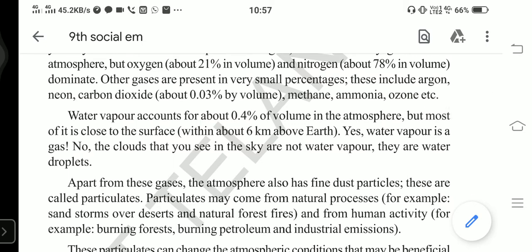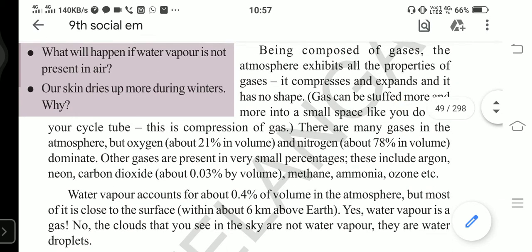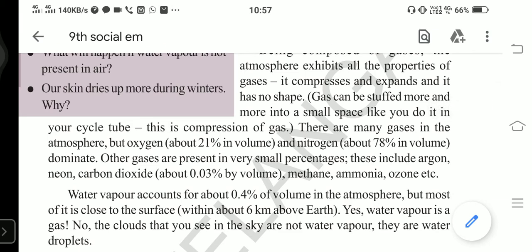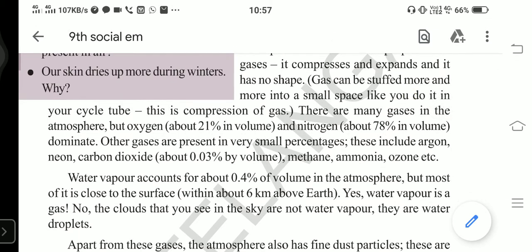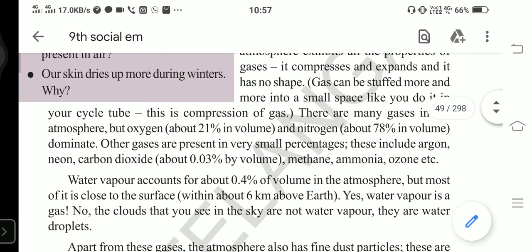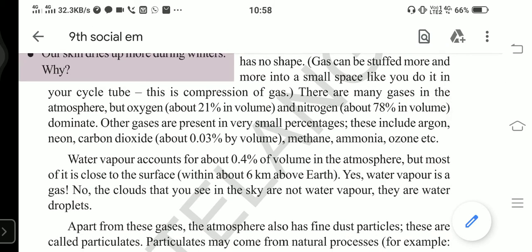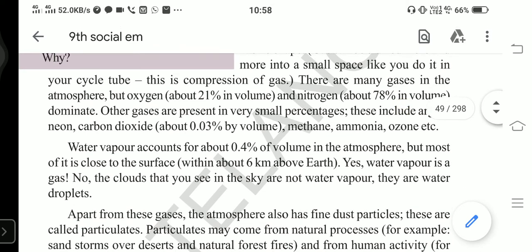Okay, water vapor is a gas, and oxygen is very important, right? It is 21 percentage. Nitrogen 78 percentage. Please keep in mind that these are important. How much percentage of oxygen? 21 percentage. Then nitrogen is 78 percentage. Carbon dioxide is 0.03 percentage, and water vapor is 0.4 percentage. That is 6 kilometers above the earth's surface.